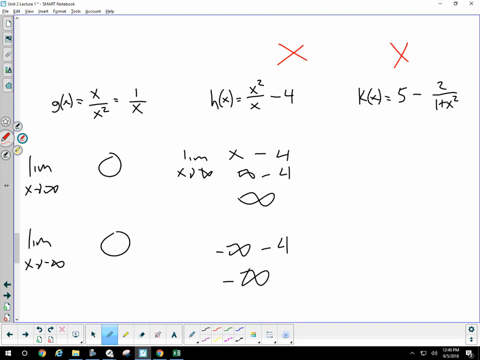Let's look at this limit as x approaches infinity. Well, 2 over 1 plus x squared. You can either plug in infinity right away and get 2 over infinity plus 1, which we know 2 over infinity is approaching 0. You could cross out the 1 if you wanted to, and that would work. But we know that 2 over infinity is approaching 0. So we end up with 5 minus 0. Does the 5 matter in this case? Oh yeah, big time. The answer is 5, not 0. So be careful.